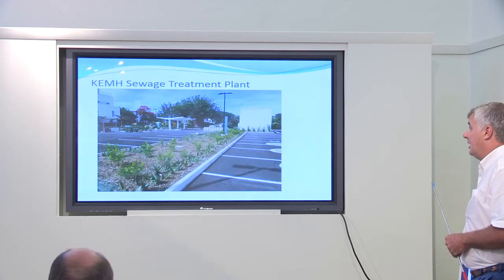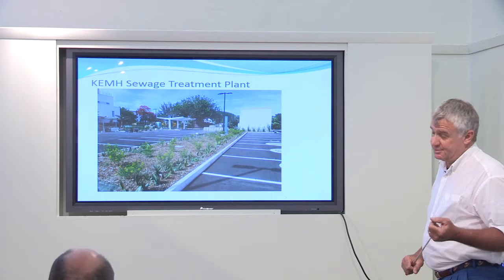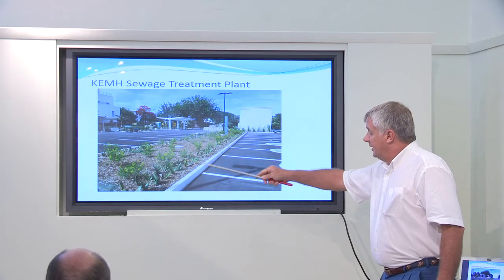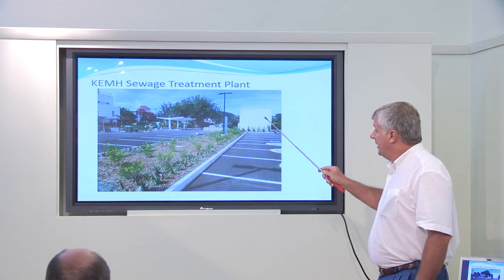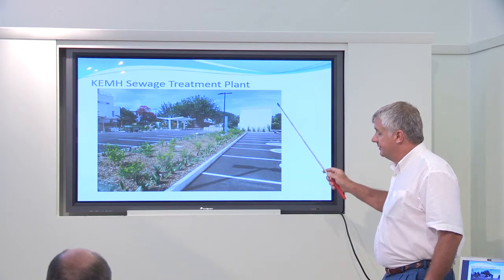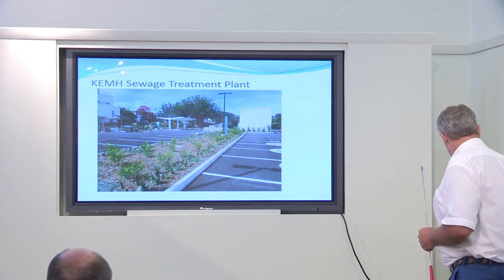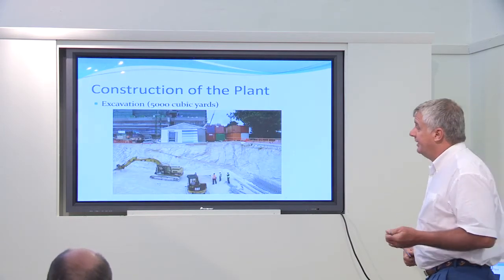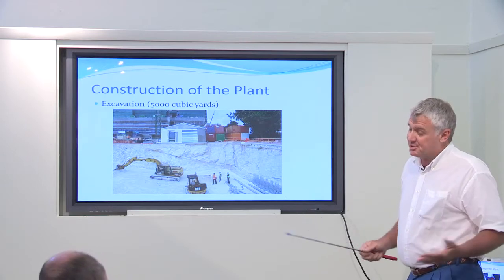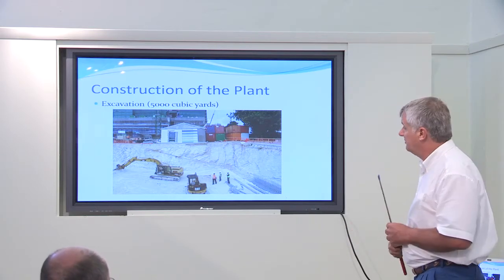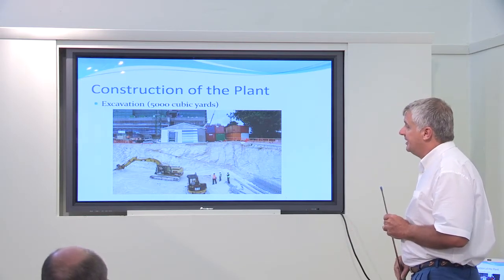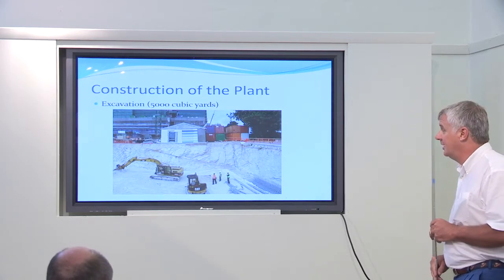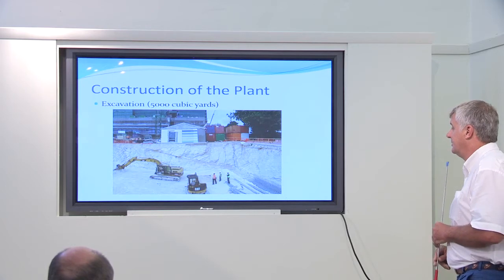So we needed to put our plant underground, and this is what our sewage treatment plant looks like. It's all completely hidden under the car park with just a small area above, which is the entrance where you can get in and out of it. Construction of the plant, very traditional construction methods: dig a hole, put concrete, build walls, and so on. Quite a big excavation, 5,000 cubic yards. That's about 1,000 little Bermuda trucks moving the material away.